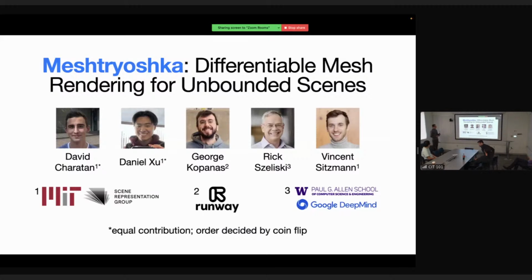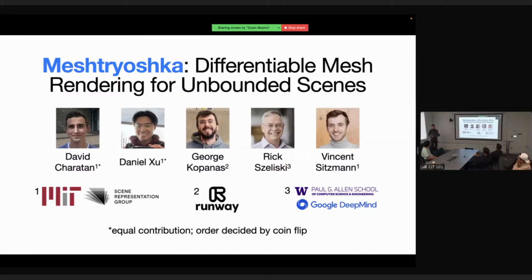Okay, so I will get started then. Today I'll be presenting Meshtryoshka, which is differentiable mesh rendering for unbounded scenes. I worked on this with an undergrad in the lab, Daniel. He's now working at Safe Superintelligence, which is Ilya's first startup. He graduated in May, as well as these others, of which Vincent is my advisor.